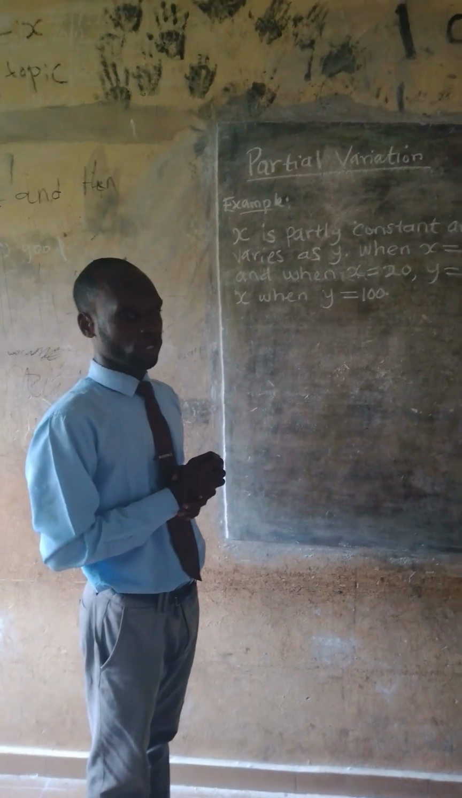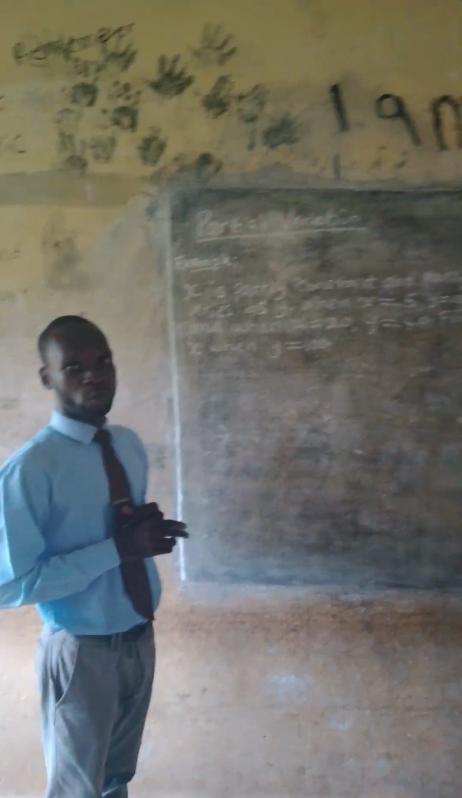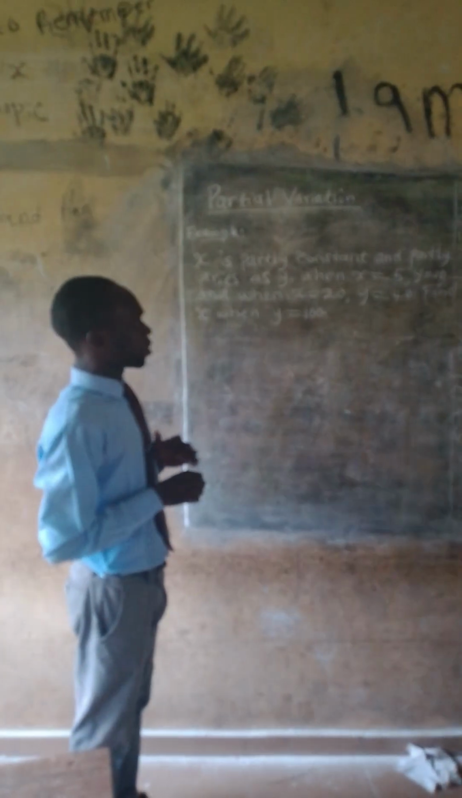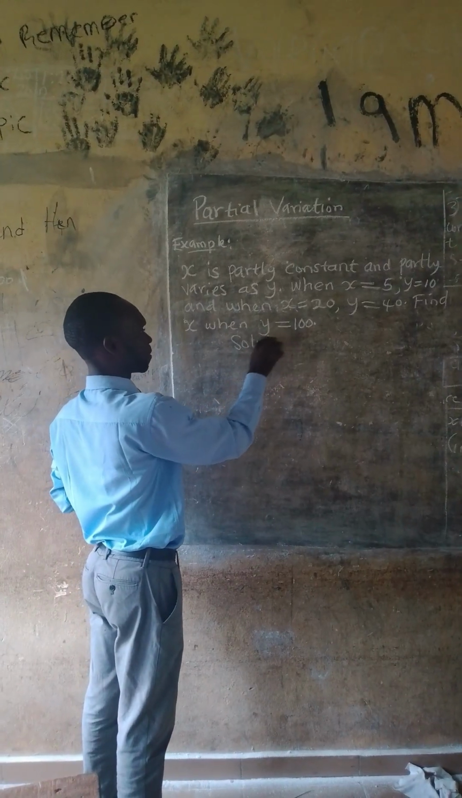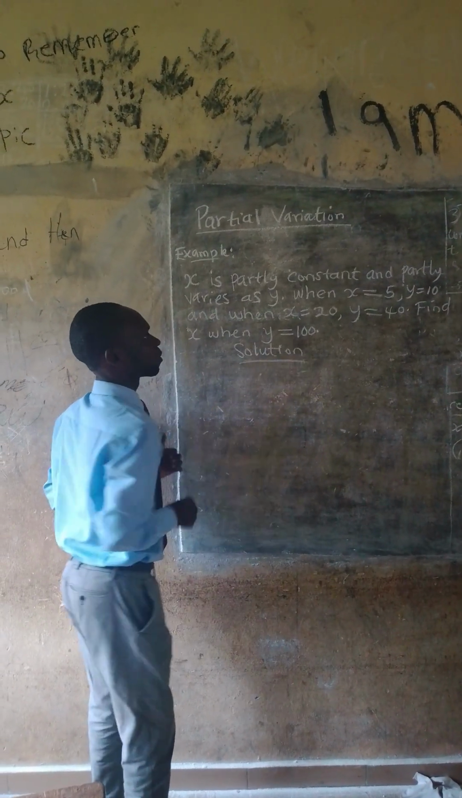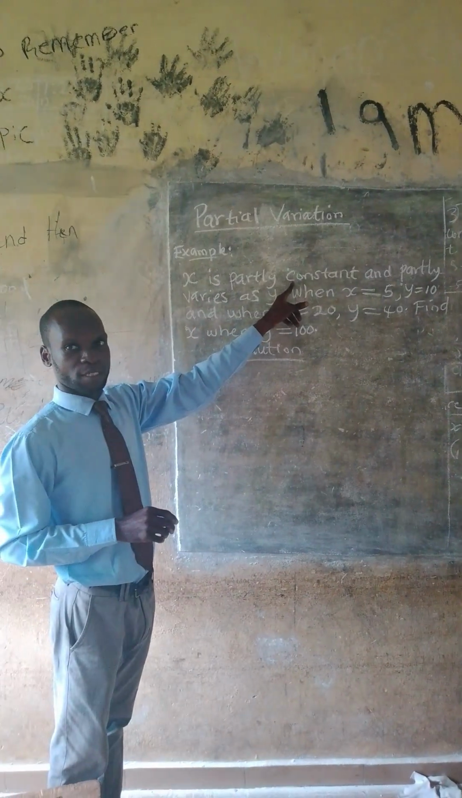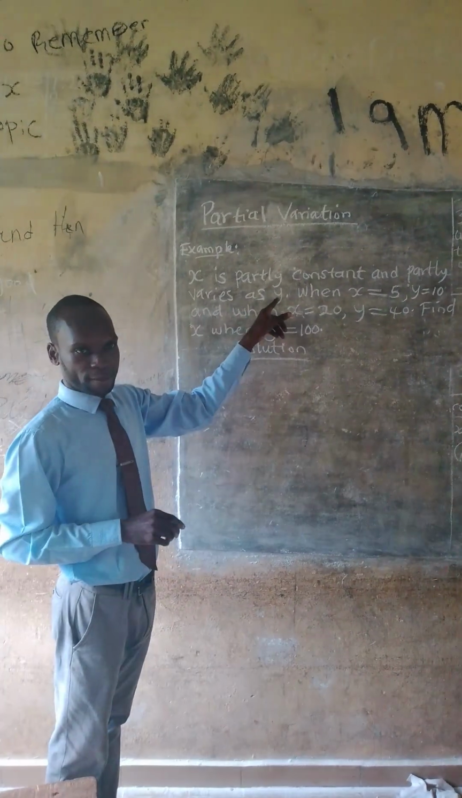At partial variation. If we want to solve this problem, how can we go about it? First, look at the question. Solution. X is partly constant and partly varies as y.